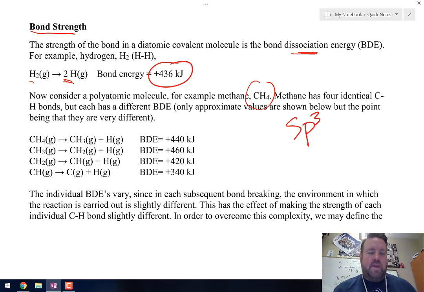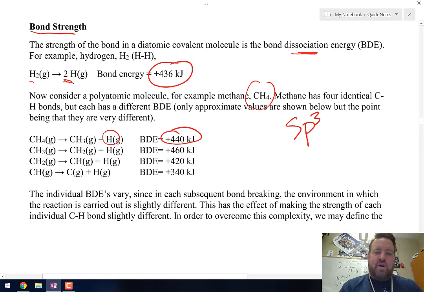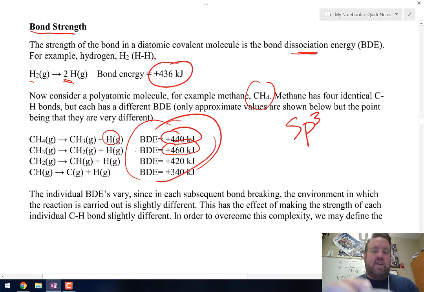What that means is as you take a hydrogen away, those other hydrogens initially are a little bit more attracted. So you take one hydrogen away and it takes 440 kilojoules of energy. You take the second one away and it takes 460 kilojoules. And then it starts to go back down. Really what you need to know is that not every atom is going to take the same amount of energy to break that bond.